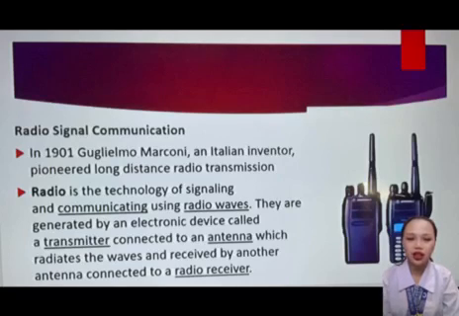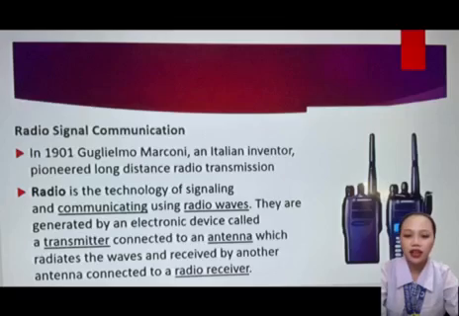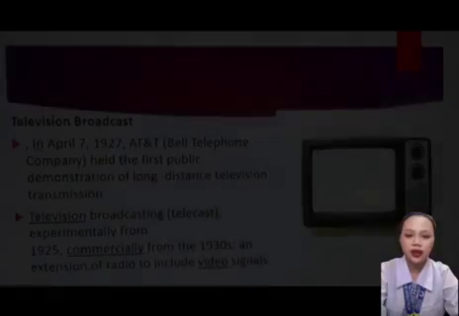Radio is the technology of signaling and communicating using radio waves. They are generated by an electronic device called a transmitter, connected to an antenna which radiates the waves, and received by another antenna connected to a radio receiver.